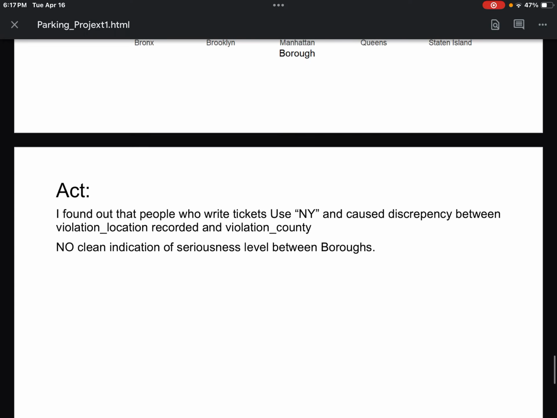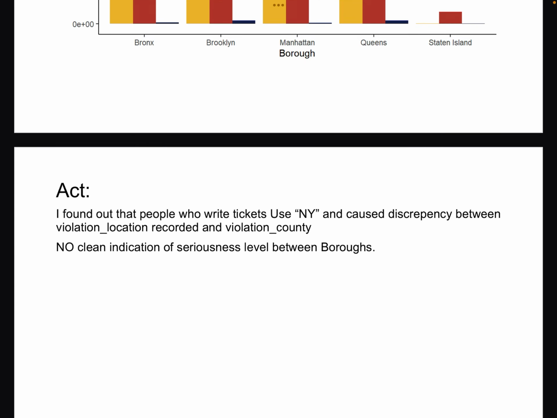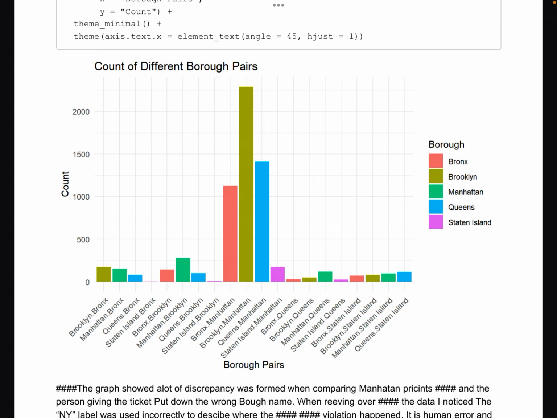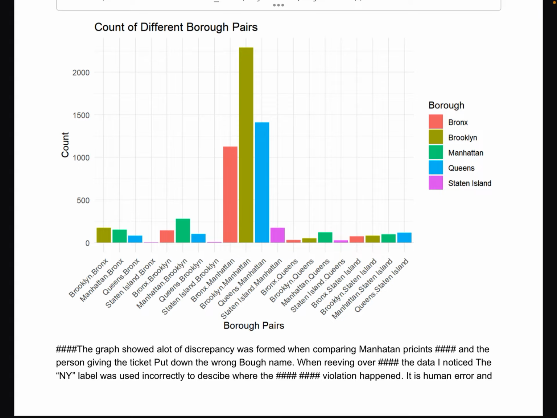So when looking through my data, I found out that the parking ticket writers wrote down New York incorrectly. It was used universally, and that's why the violation location and the violation county were different. And based on the data, I could see that it was when it was Manhattan. Manhattan was incorrectly labeled.